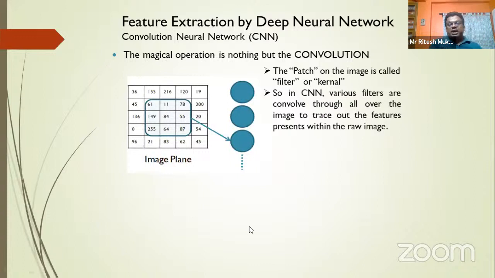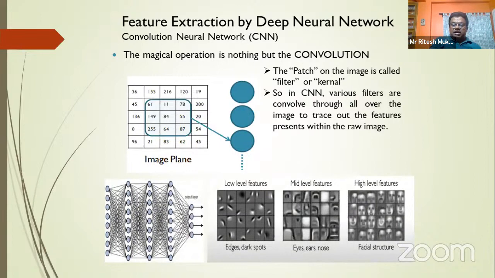So the patch on the image is called a filter or kernel. So in CNN, various filters are convolved all over the image to trace out the features present in that raw image. And that is nothing but a similar kind of thing.